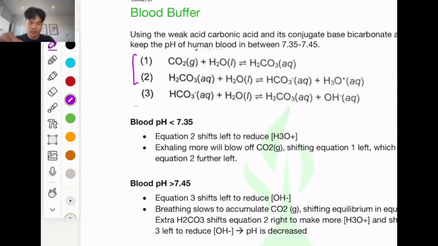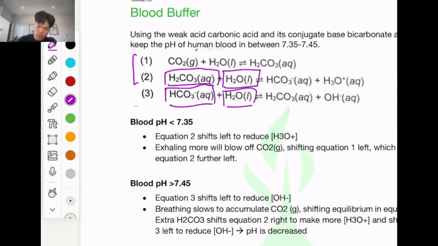But in a buffer equation, you take the acid and its conjugate and you react them both with water to show that they can create hydronium and hydroxide respectively. So you have something that can create hydronium, something that can create hydroxide, and therefore you can buffer changes in both directions. Does that make any more sense? Okay.